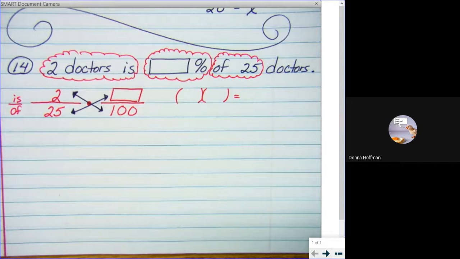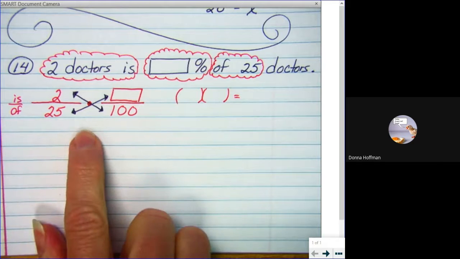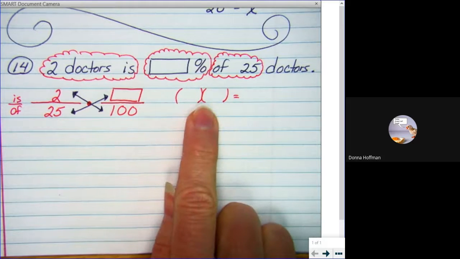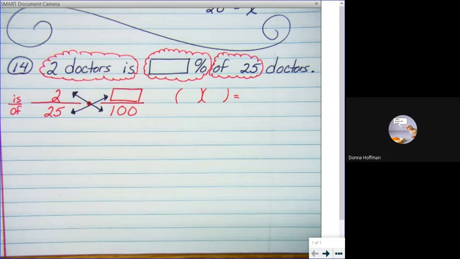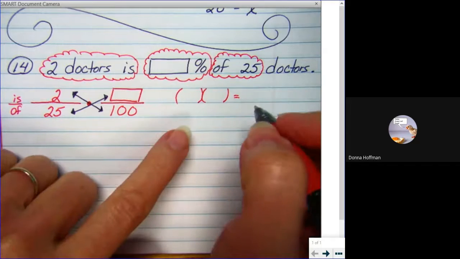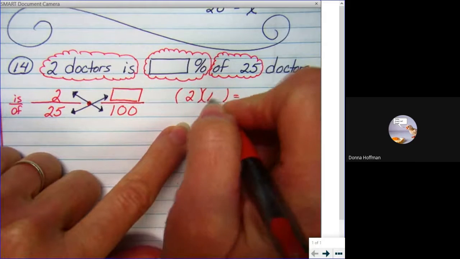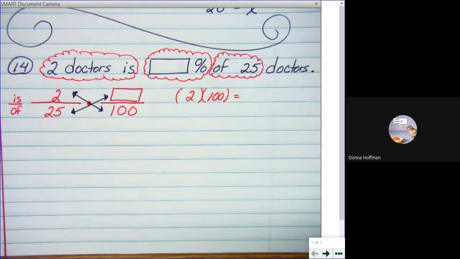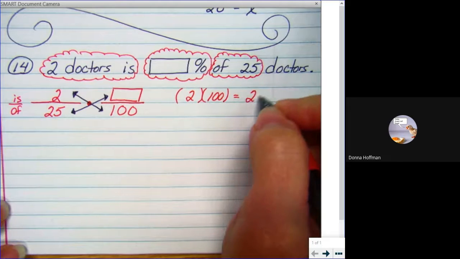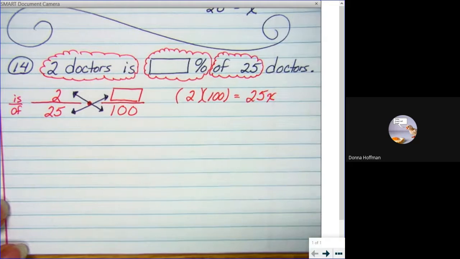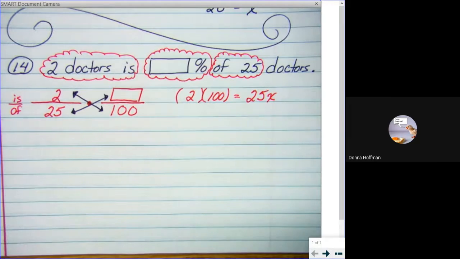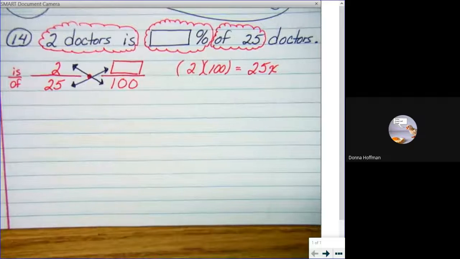Okay, so we were left with this problem. 2 doctors is some kind of percentage of 25 doctors. We decided we were going to cross multiply. I needed somebody to help me plug these numbers in. Alicia. 2 and 100 equals what? 25x. Okay, then who knows what to do next?